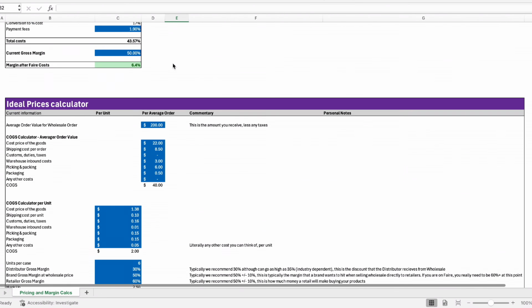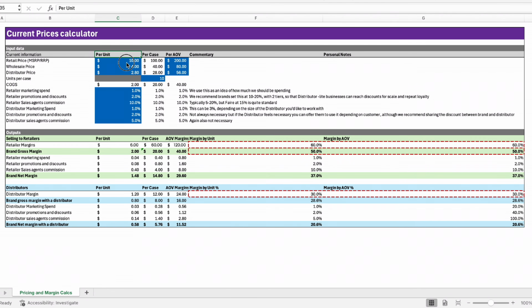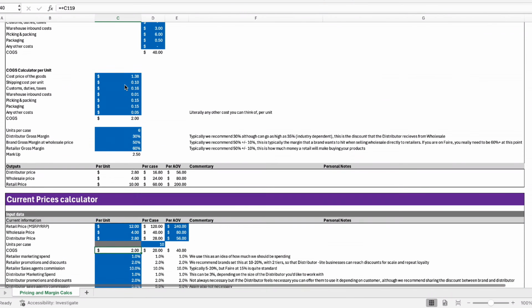We've built this first and foremost for someone setting their prices from the beginning, and then we've put in a different aspect, which is for you to review what your current prices are and if they make sense for your business. So let's take, for example, this per unit. Exact same situation, but let's turn it to $12. We've got a wholesale price of $4, a distributor price of $2.80, and a cost of goods still at $2, which is calculated from the ideal prices part above.